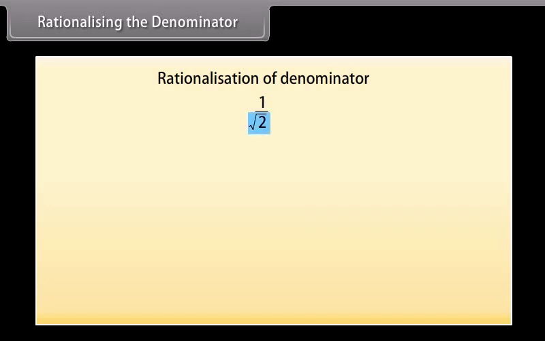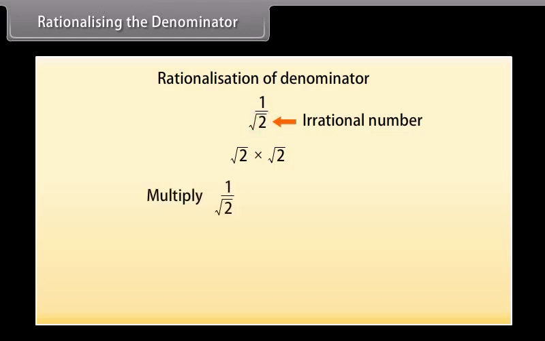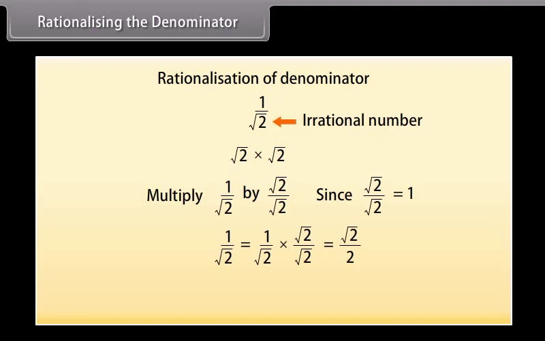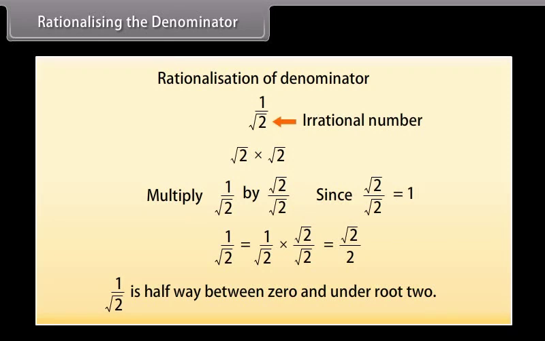Here, since square root of 2 is irrational, if we multiply it by itself, it will become rational. So, to rationalize, we multiply 1 by square root of 2 by square root of 2 by square root of 2, because this is equal to 1. Therefore, 1 by square root of 2 is equal to square root of 2 by 2. Now it is easy to locate 1 by square root of 2 on a number line. It is halfway between 0 and root 2.